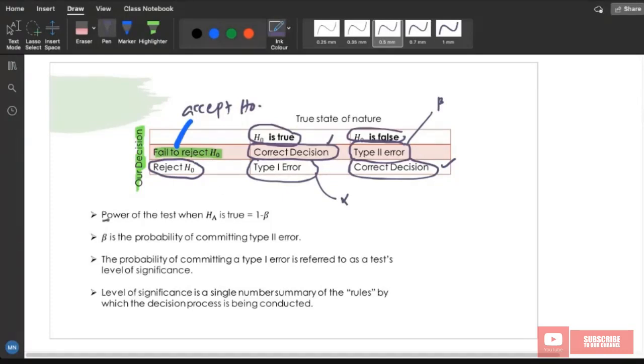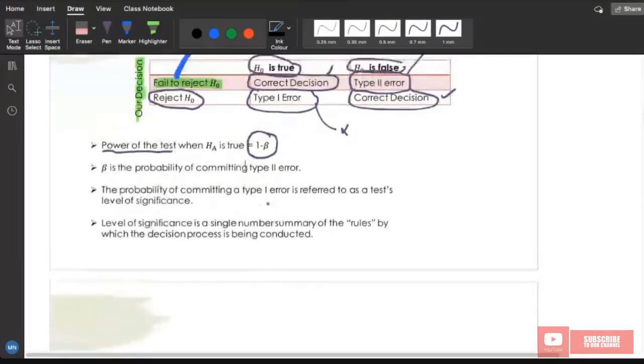So the power of the test, right, is 1 minus beta. 1 minus beta is called the power of the test. And beta is the probability of type 2 error, right? So this is just a definition that you need to understand.